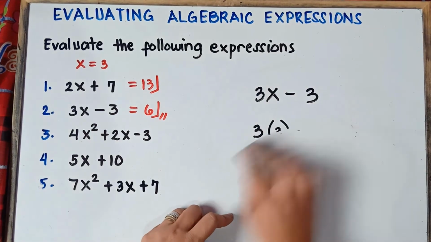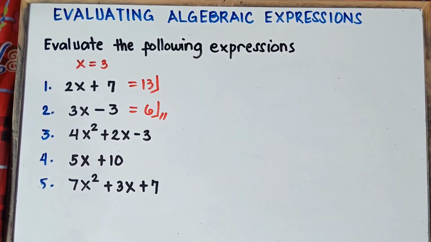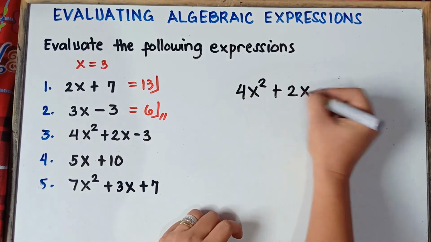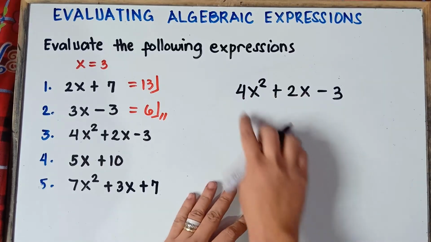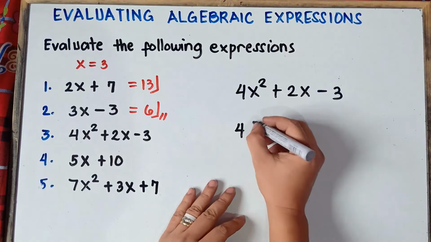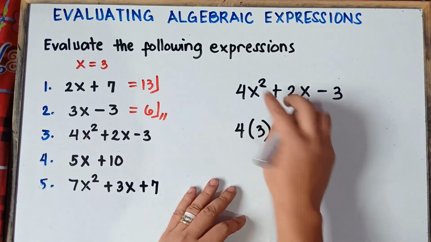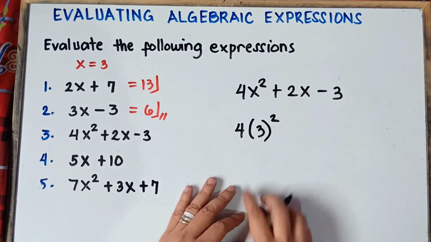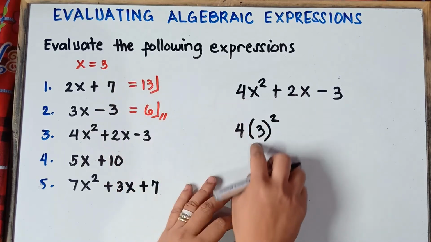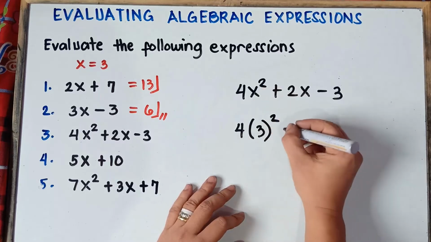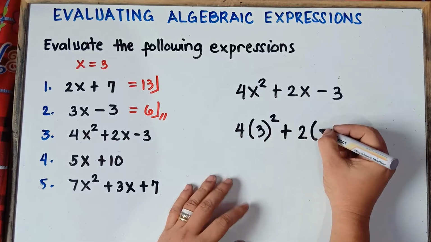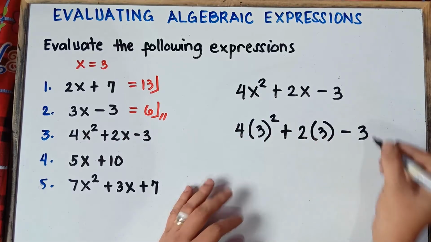Alright, so let's have example number 3. We are given 4x squared plus 2x minus 3. So once again, simply copy 4. The value of x is positive 3. So this will be 4 times 3, then do not forget squared. Okay, so 4, then parentheses 3. Inside the parentheses is positive 3, the value of x. Then copy squared, plus copy 2. The value of x will be positive 3. So this will be 2 times 3 minus 3.